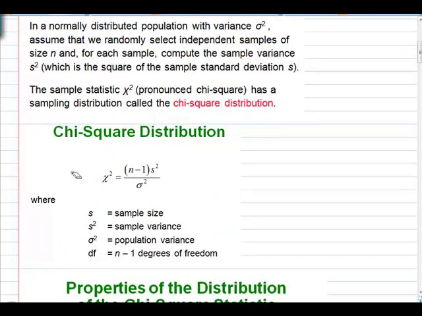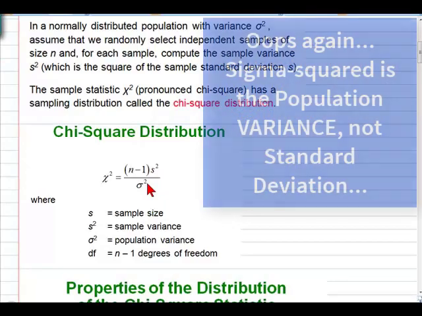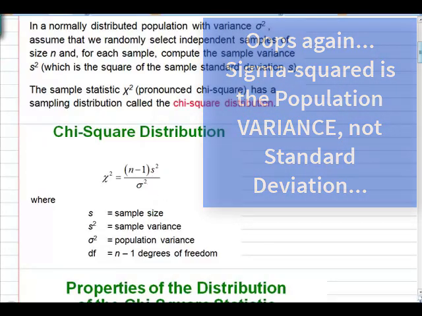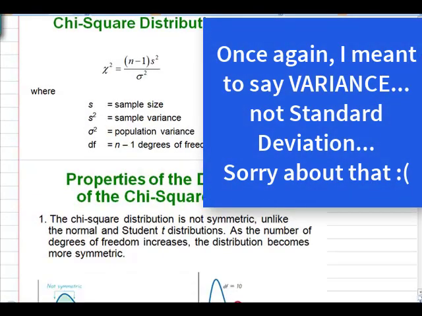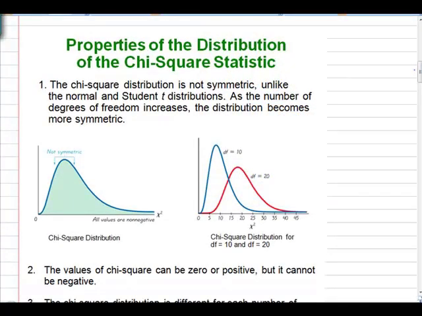This is the test statistic for the chi-square distribution. This is the Greek letter chi, so that's why this is called chi-square. N minus 1 is the degrees of freedom, just like with the student's t. S squared is your sample variance, and sigma squared is your population variance. So it's a ratio between the sample variance and the population variance. Properties of the distribution of the chi-square statistic.